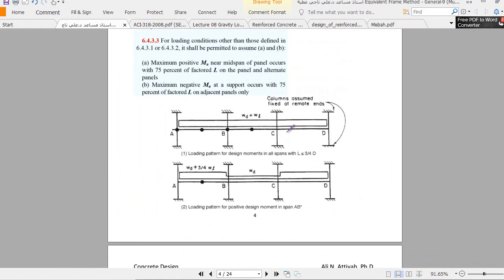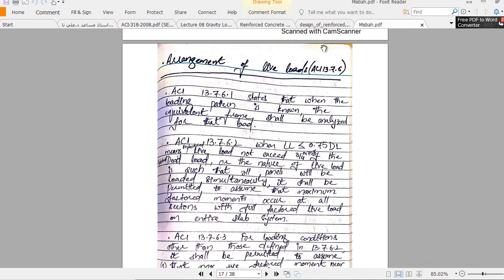Okay, so the first case, you have to use pattern loading in that case. Remember, when your live load to dead load ratio is more than 0.75. Remember here, you see ACI 13.7.6.1 says that when the loading pattern is known, the equivalent frame shall be analyzed for that load.